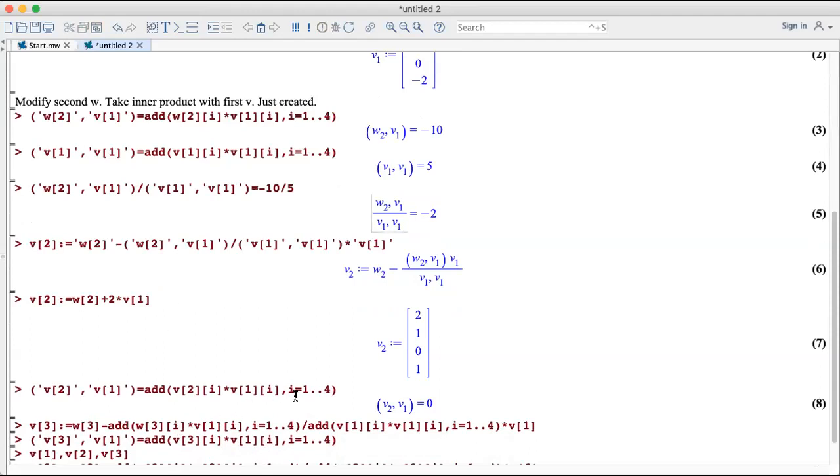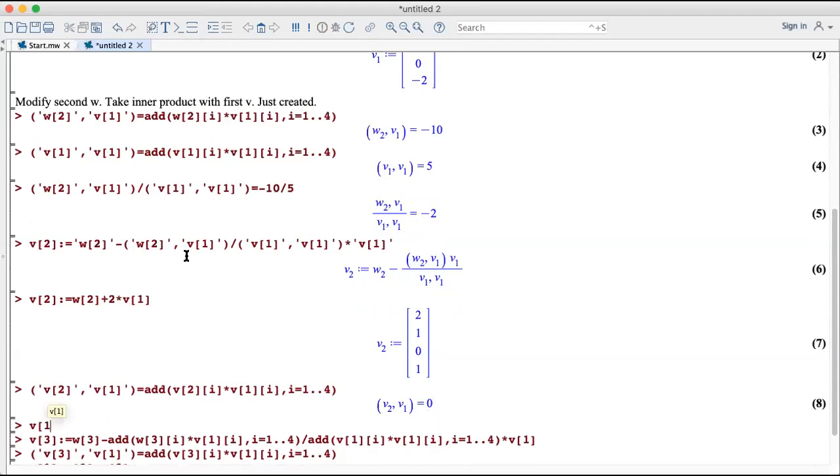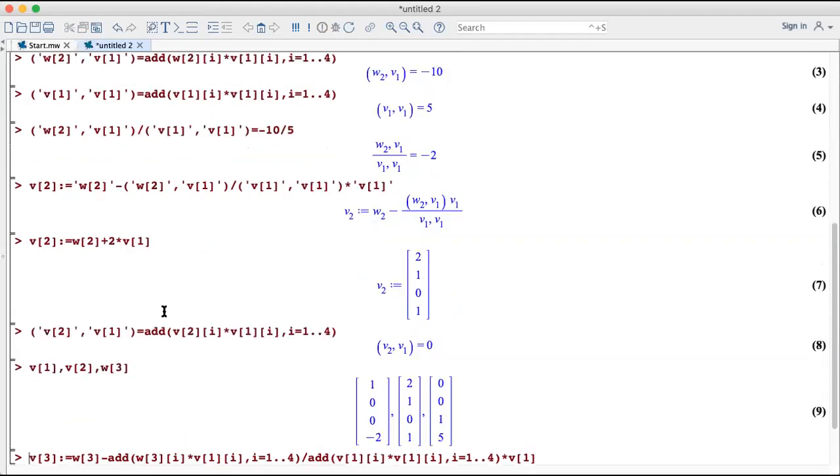Yeah, and now what do I have? Now I have V1, V2, W3. And now I do W3 with V1, exactly the same thing. I take the inner product of W3 with W1, and I take the inner product of W1 with itself. That's this 5 here. And then this one with this one gives me minus 2 times 5, that's minus 10. So I'm going to get exactly the same.